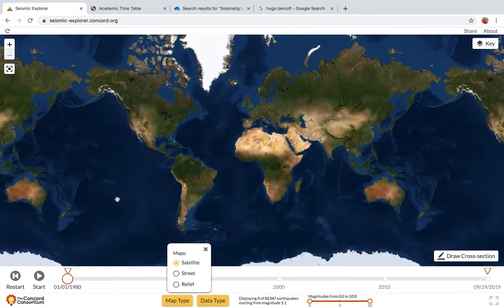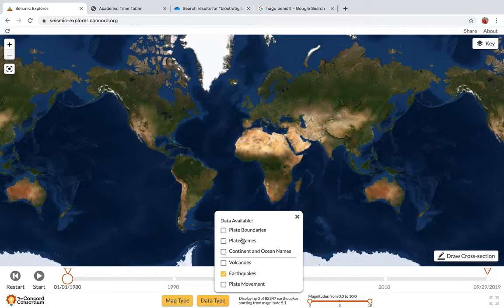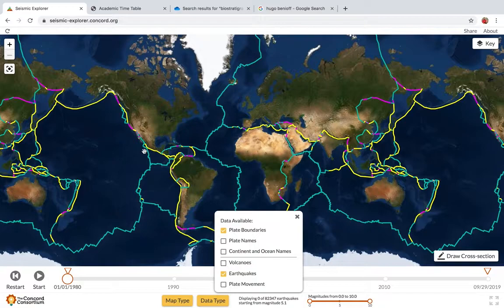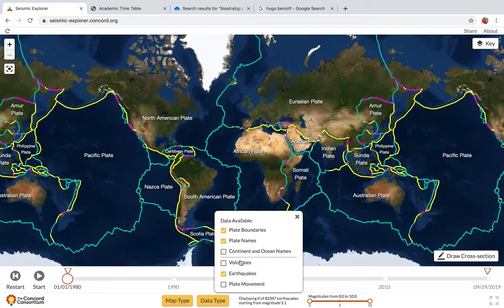But you can choose the data you want. So if you want to put on, for example, all the plate boundaries, boom, there's your plate boundaries. And the particular type of plate boundaries are shown there. If I want to know the names of the plates, there's your names. You can even look, let's take a look at plate motion. So here you go. Here's the motion that all of these plates are going.